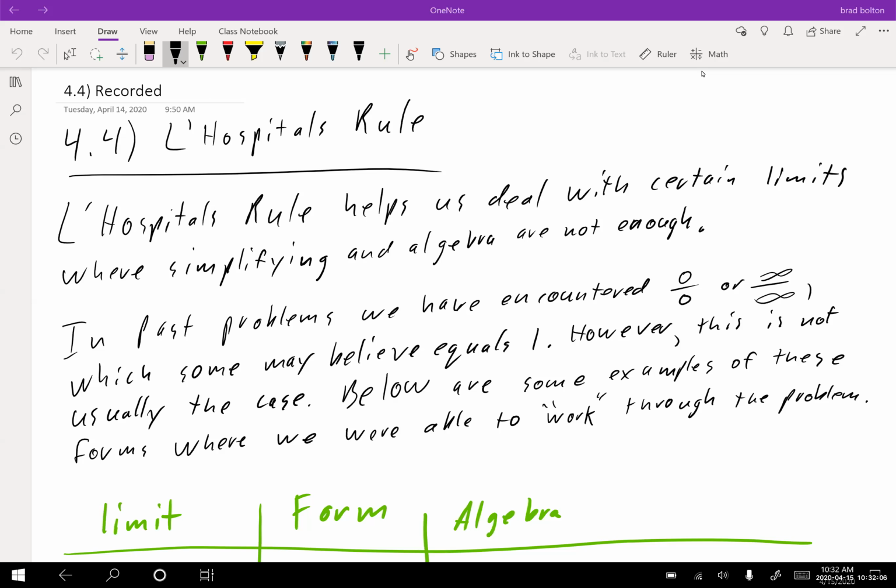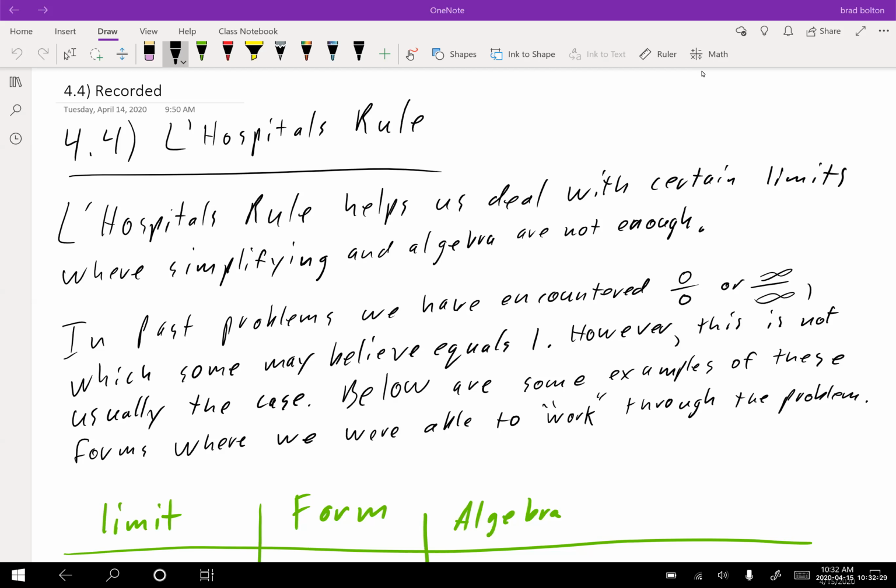Okay, everybody, we're going to start 4.4 today, L'Hopital's Rule. L'Hopital's Rule is basically a way that we can deal with some of the limits that either required a whole bunch of effort using algebra or other forms of simplifying, or that we simply could not do. So it's kind of our secret weapon against limits, okay?